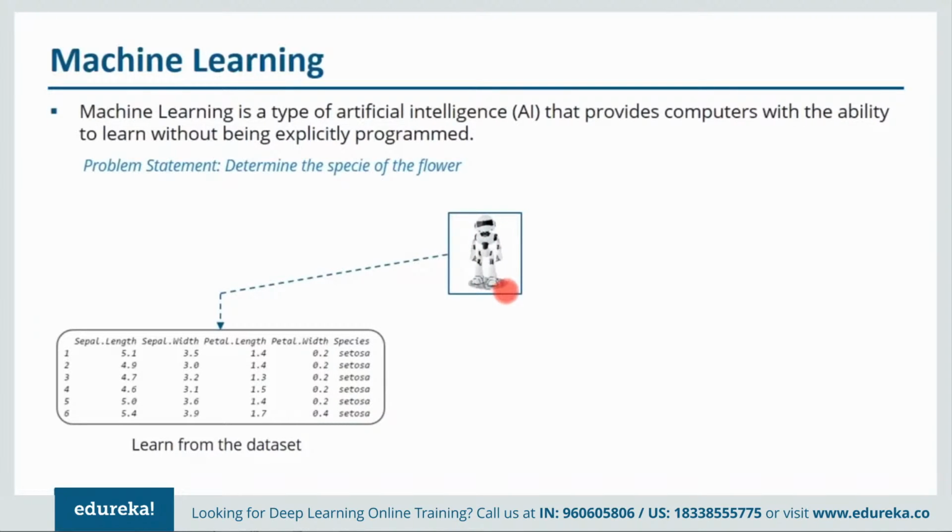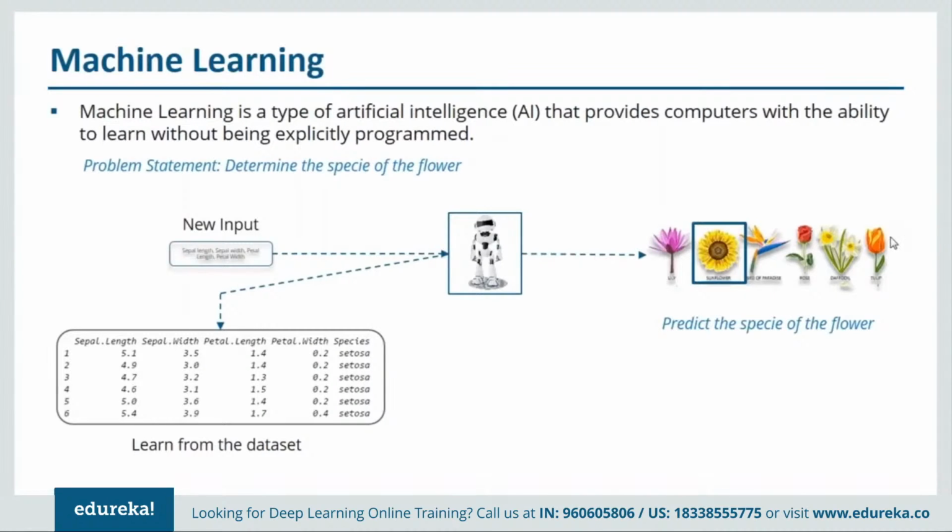First, we need to train our machine on the basis of the data that we have. In this data, we have sepal length, sepal width, petal length, and petal width, and we have species. So our machine will learn from this data. It will determine what should be the length and width of the sepal and petal in order to classify it as setosa or versicolor or other species of flowers as well. Now what happens next? You have trained your machine from the data set. Then whenever you give a new input to this particular machine, it will predict the species of the flower. So this is how machine learning works.